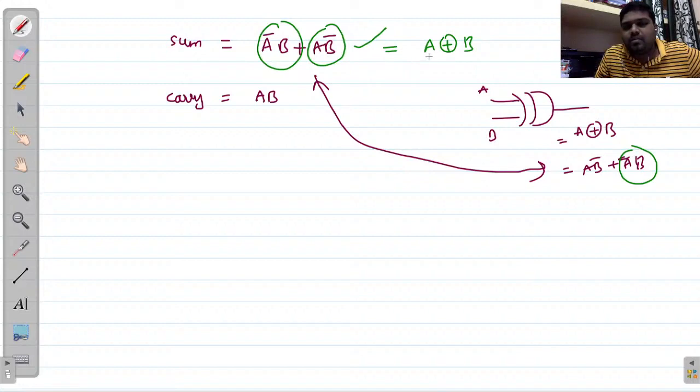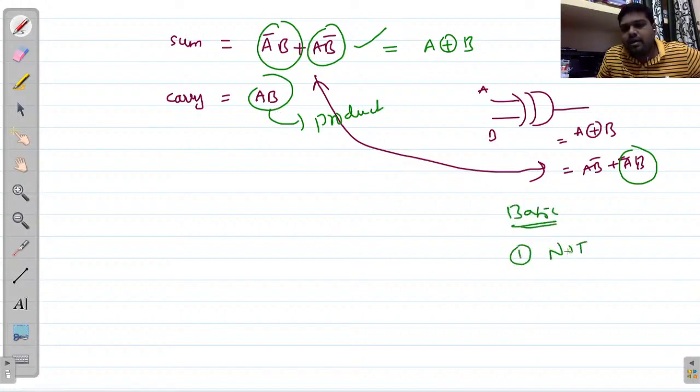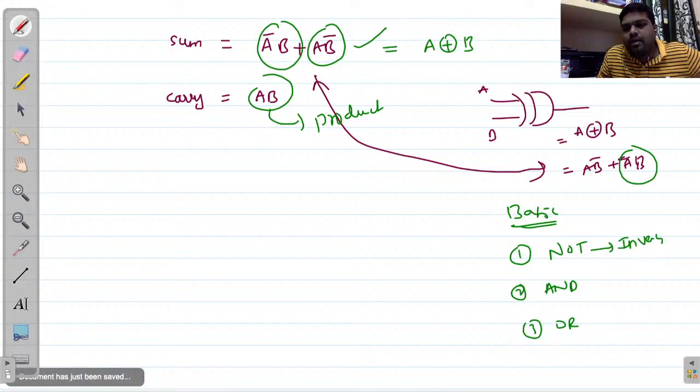That means sum is nothing but A XOR B, and carry equals what? One product term, A into B. This is one product term. So how do you implement this product term? We have some basic gates. The basic gates are the NOT gate, the AND gate, and the OR gate. NOT means inversion. AND means product. OR means addition.